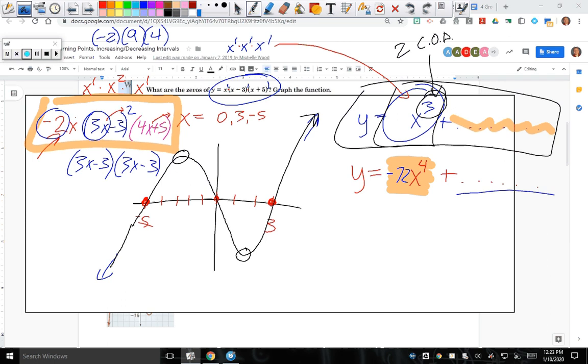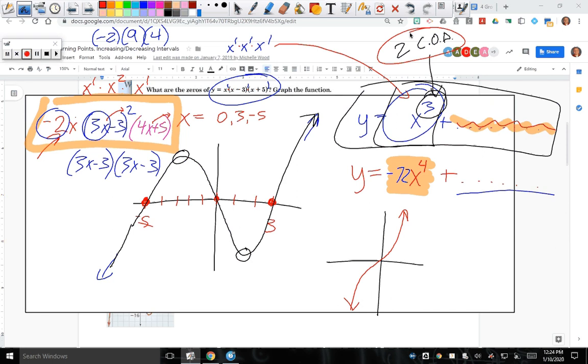Because x cubed, remember we looked at this graph last time, looks like this. It never changed directions. It never went from increasing to decreasing. You see where I'm going with this? But if you have more terms, yes, this comes into play.